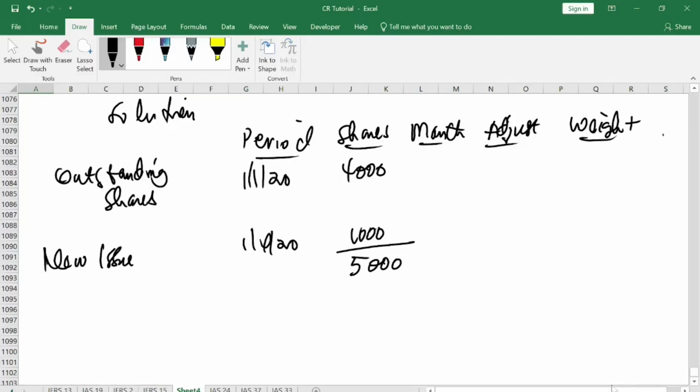So here, from 1st January to April, how many months? 3 months out of 12. And from April to December, how many months? 9 months. So the apportionment shouldn't be a problem at this stage. So you have your total shares. This multiplied by this, 3 over 12, gives you 1,000.